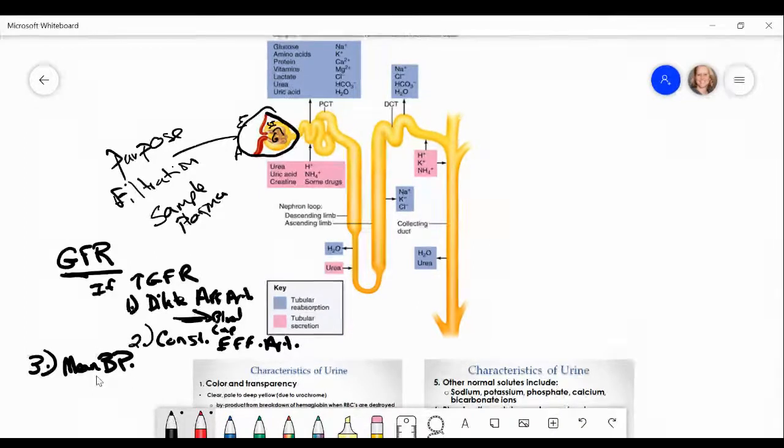And remember, mean blood pressure is a function of cardiac output and vascular resistance, total peripheral resistance. If I make mean blood pressure go up, how do I do that? I could make cardiac output go up. I could also make mean blood pressure go up by causing more peripheral resistance.